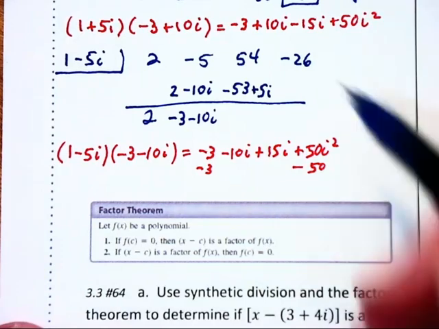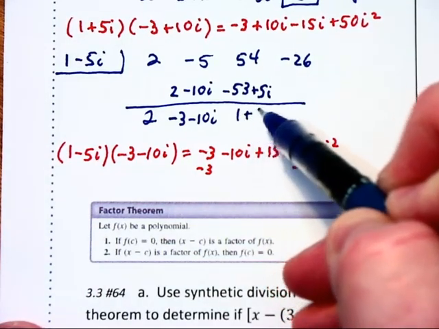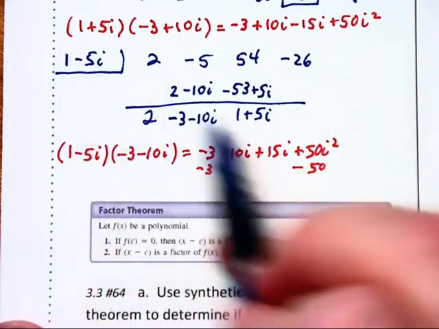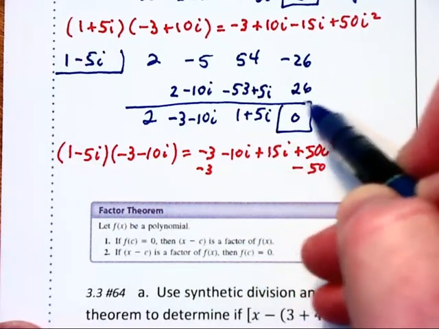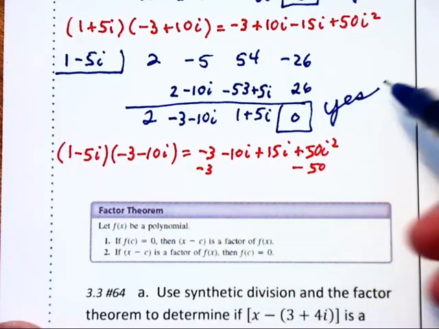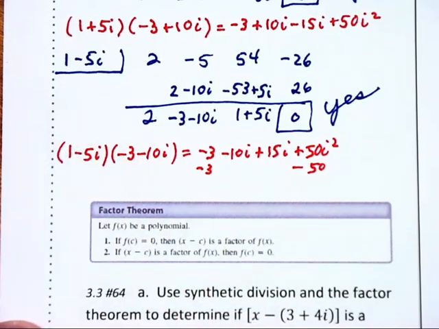Adding down in that third column, we get 1 plus 5i. Multiplying conjugates again gives us 26, and adding down we have a remainder of 0, which tells us yes, 1 minus 5i is also a 0 of the polynomial.